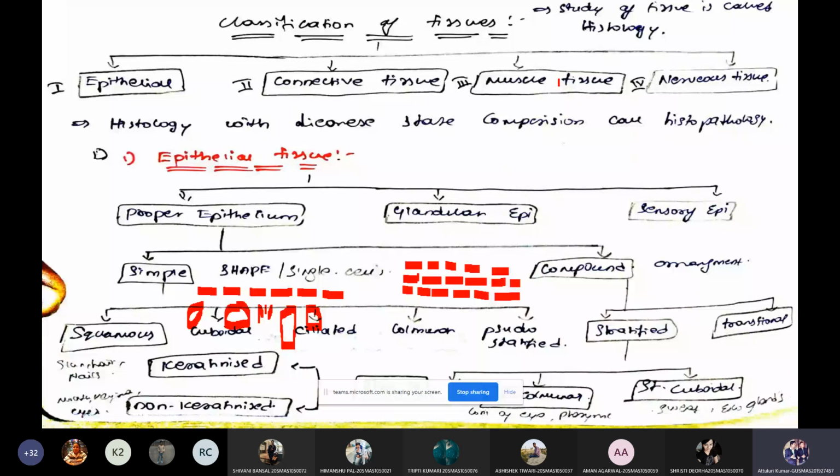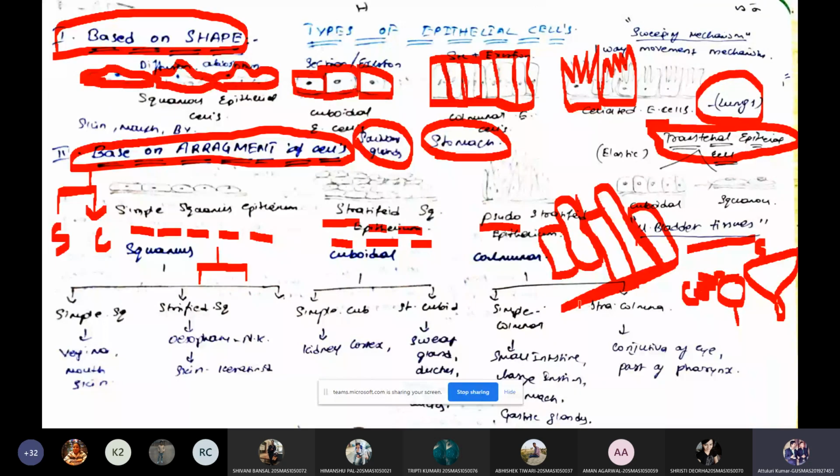Coming to the epithelial tissue, broadly we have 3 types. We have proper epithelium, glandular epithelium, and sensory epithelium. Proper epithelium is of 2 types. We have simple epithelium and compound epithelium. Next, on the slide, the epithelial tissue is broadly classified into 2 types, based upon their shape and based upon their arrangement.